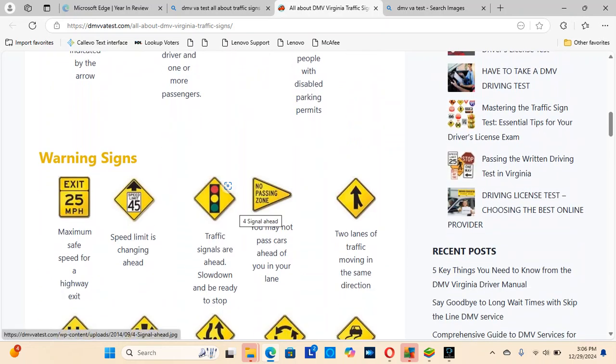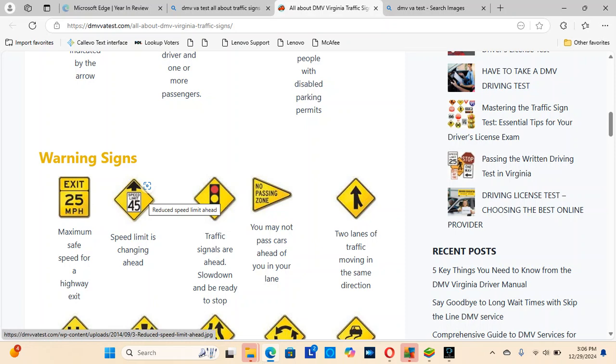Now let's talk about warning signs. Warning signs are usually orange or yellow. These tell you that you have to slow down because something is up ahead and that you have to change your speed. This one means that the exit is coming up, and when you take that exit, you have to at least be down to 25 miles an hour and proceed with caution.